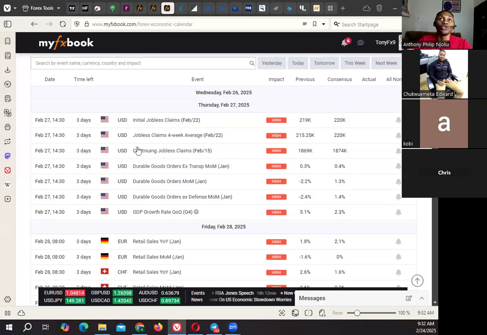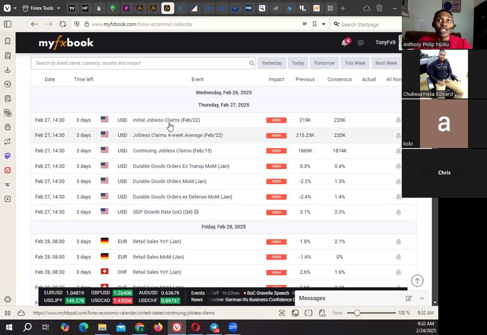Then on Thursday, we have London session news and New York session news by 2:30 West African time, all relating to dollar. Based on this, the most important ones are the GDP growth rate. Here you are expecting 2.3%. If you see anything higher than 2.3%, it is good for dollar. Anything lower than 2.3%, it is bad for dollar. Exactly 2.3% is bad for dollar because it is lower than the previous of 3.1%.